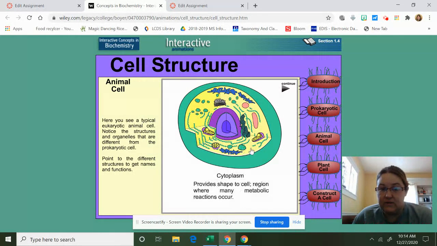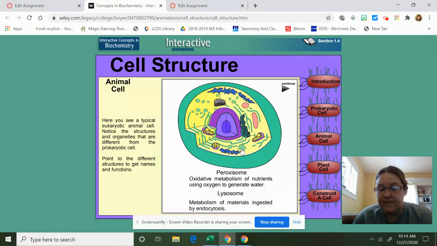These circles, you can see it's all these teal circles. I feel like sometimes the circles can be confusing. I'm not going to ask you what circle is which. But peroxisomes use oxidative metabolism of nutrients to make oxygen and water. That's where the oxy comes from in the name. Oxidative metabolism uses oxygen. Metabolism is the breaking down of things. Lysosome is the metabolism of materials ingested by endocytosis. We'll talk about endocytosis. It's kind of cool.